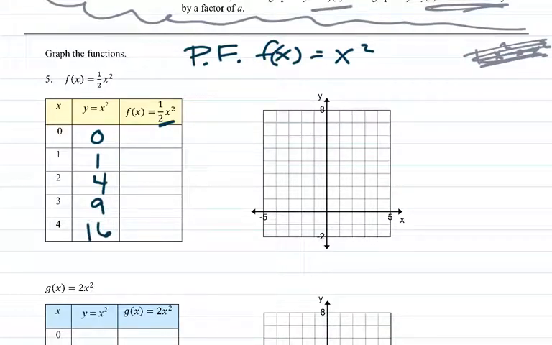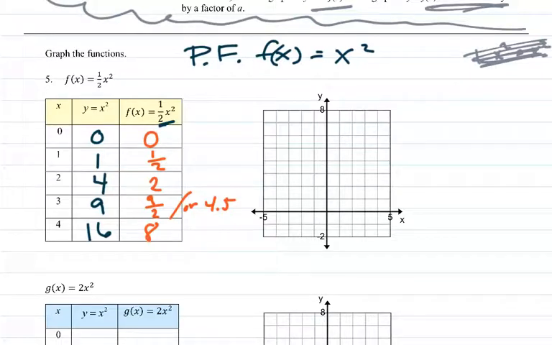For our scaled function, we're going to multiply each of those by 1/2. 1/2 times 0 is 0. 1/2 times 1 is 1/2. 1/2 times 4 is 2. 1/2 times 9 is 9/2, or I could think of that as 4.5. If you're not a fraction fan, you can write it as a decimal. And 16 times half is 8. Taking half of a number is the same thing as dividing that number by 2, or you can multiply it by 0.5.